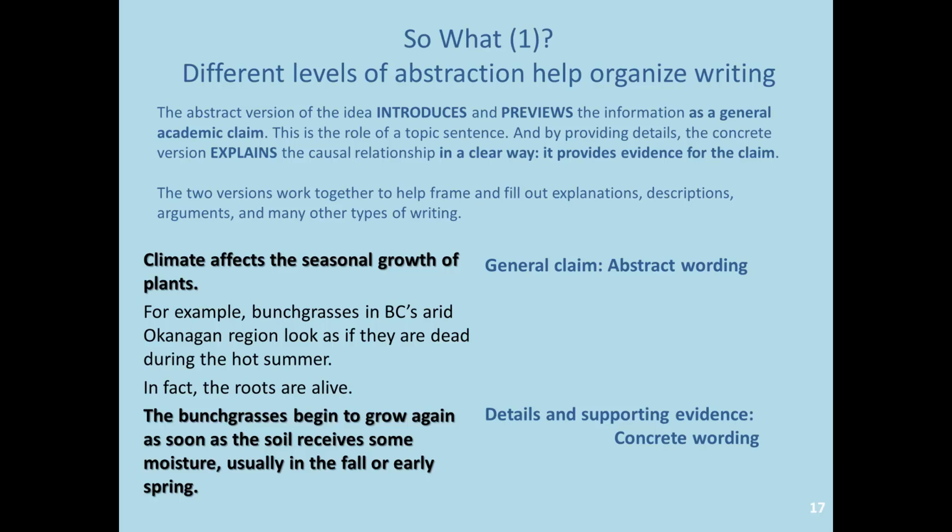This is the role, for example, of a topic sentence. And by providing details, the concrete version explains the causal relationship in a clear way. It provides evidence for the claim. It might be an explanation or an illustration, an example. The two versions work together to help frame and fill out different kinds of academic writing, such as explanations, descriptions, arguments, and many other types of academic writing.